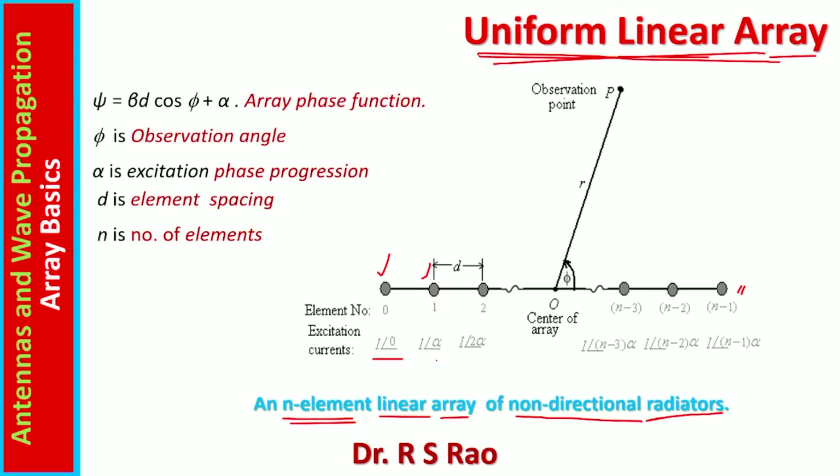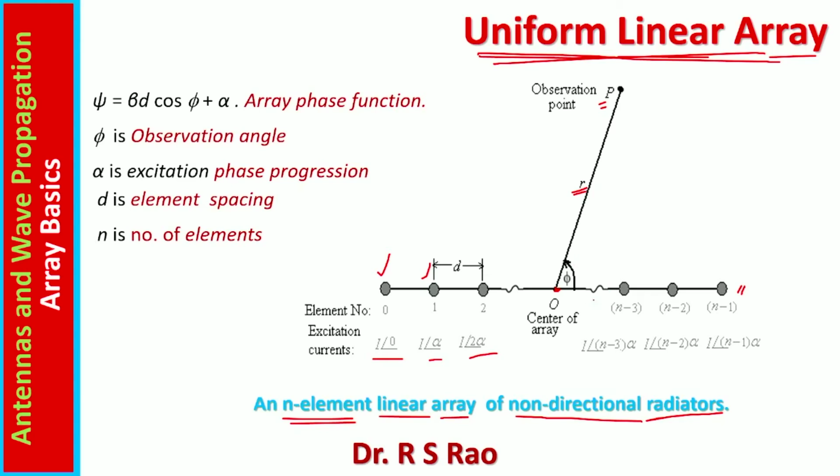Currents I0, I alpha, I 2 alpha. Notice, amplitudes of currents, they are same, but their phase is increasing: 0, alpha, 2 alpha, like that, it is increasing. This is center of the array. There may be an element at the center of the array. There may not be an element. Here is observation point P. The distance between observation point and the center of the array is usually indicated by small r.